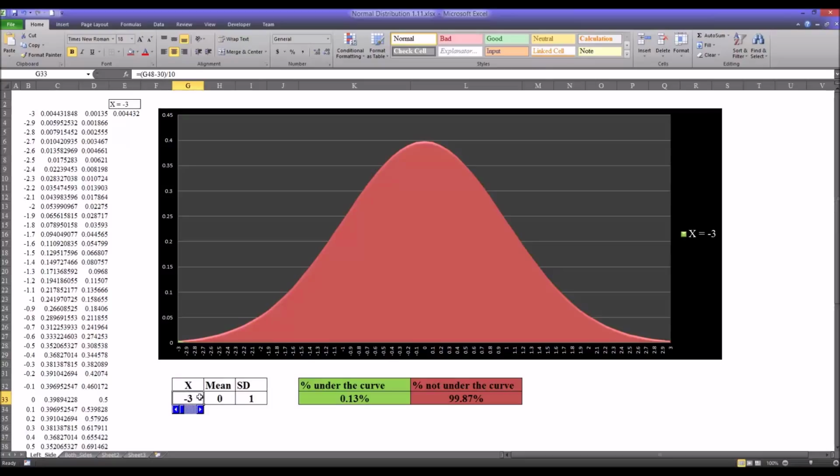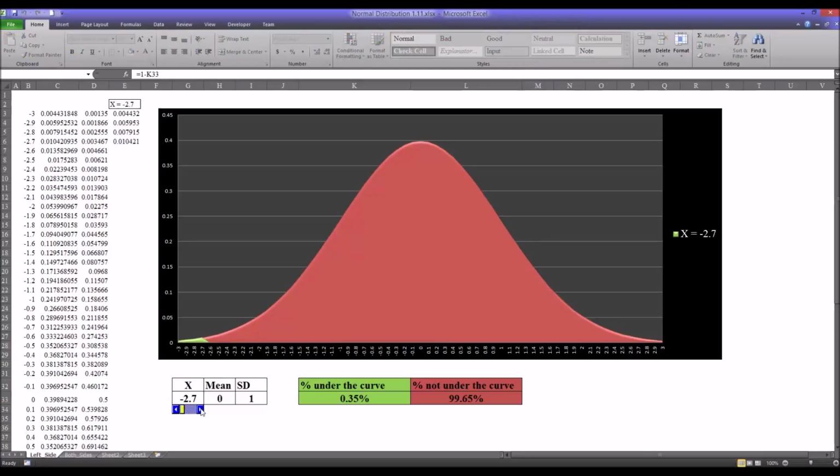So you can see that where the observation is equal to -3, you can barely see, I don't know if you can see on your screen, but there's just a little bit of green there. The area under the curve is just 0.13%, and 99.87% is not under the curve. So this observation, the z-score at -3, is very low, very far to the left.